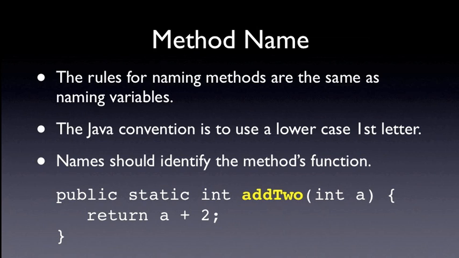The next thing in our list here is the name of the method. Every method gets a name. The Java convention is to lowercase the first letter.